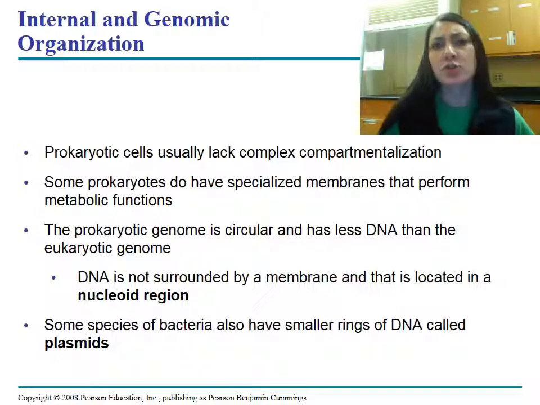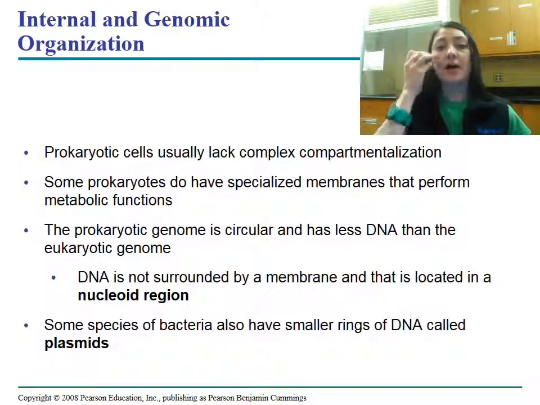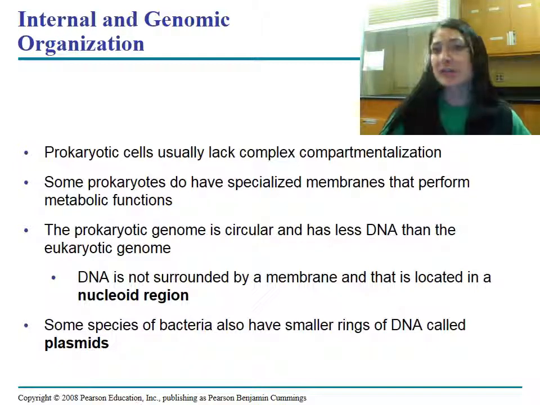Prokaryotes have unique structures for their genomes. They don't have a nuclear envelope that holds in all of their DNA and their genomic information. They don't have any compartmentalization in their cells. They do have specialized membranes that can perform metabolic functions, and their genome tends to be circular, and it has a lot less DNA than the eukaryotic genome. The DNA, as I said before, doesn't have a nuclear membrane, but it does have what we call a nucleoid region where you would find that DNA.